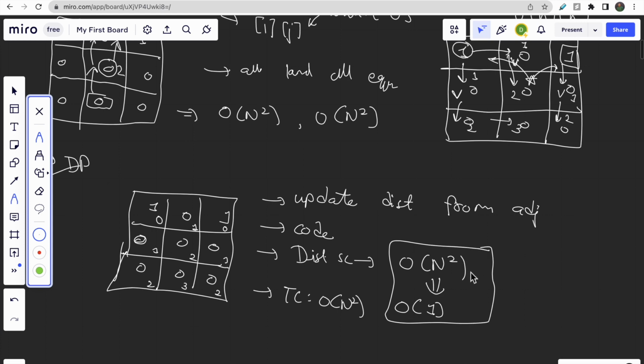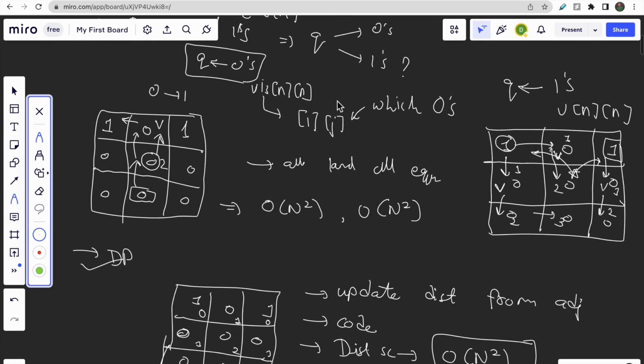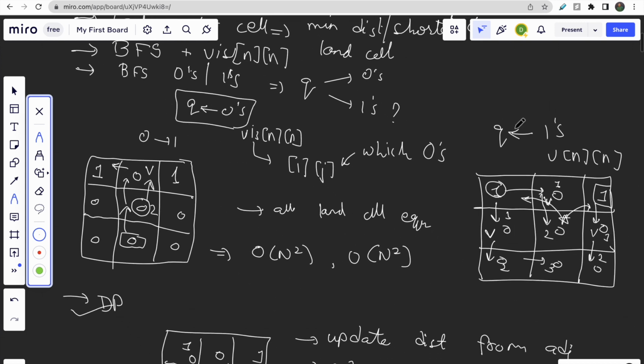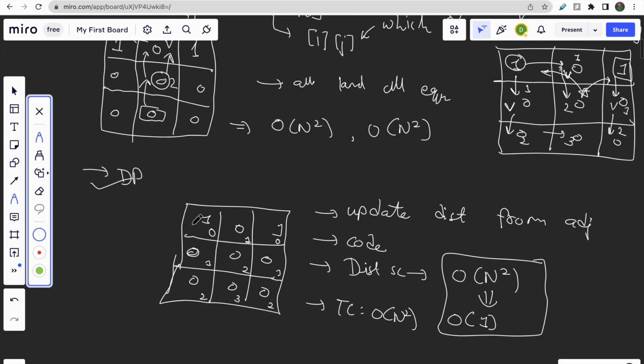So I hope you guys understood the question, how we are building the BFS approach and what to do, either to start with zeros or ones. And the second thing is how we are doing DP, how we are updating the distance. So I hope you guys understood this. Now let's move on to the coding part, where we will see the code of both approaches, right?